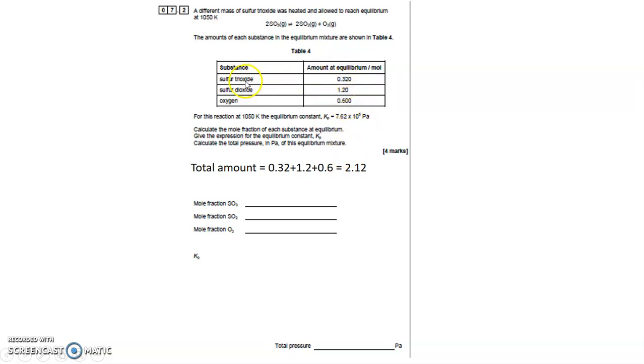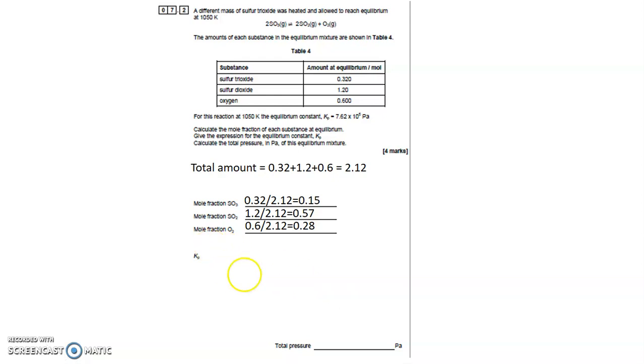And then you work out the fraction of sulfur trioxide that's in the mixture. So that's 0.320 moles of sulfur trioxide out of a total of 2.12, and that's something called the mole fraction. 0.32 divided by 2.12, which is the total number of moles, 0.15. SO2, 1.2 divided by the total, 1.2 divided by 2.12, 0.57, and O2 is 0.6 divided by 2.12, 0.28.